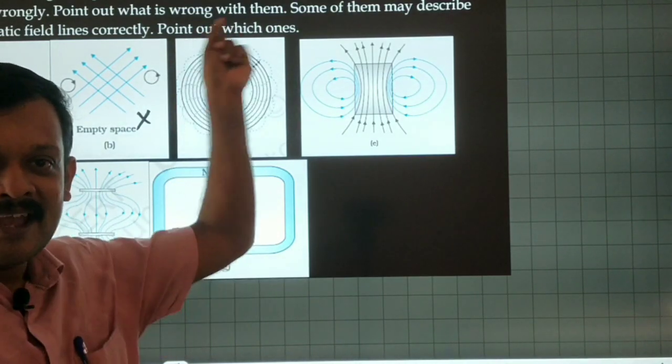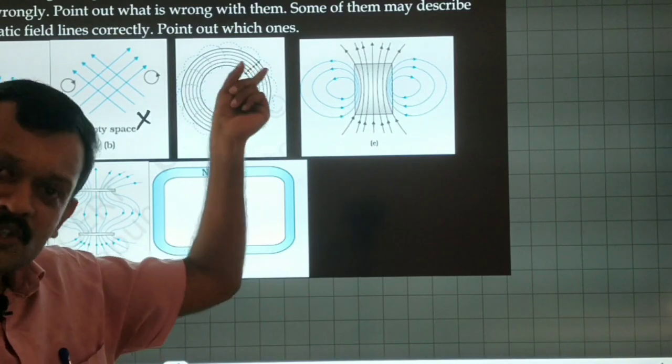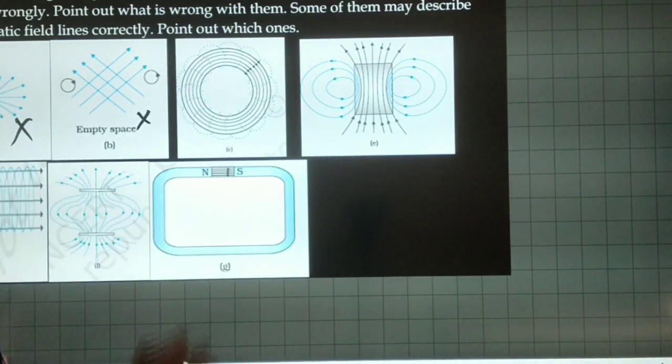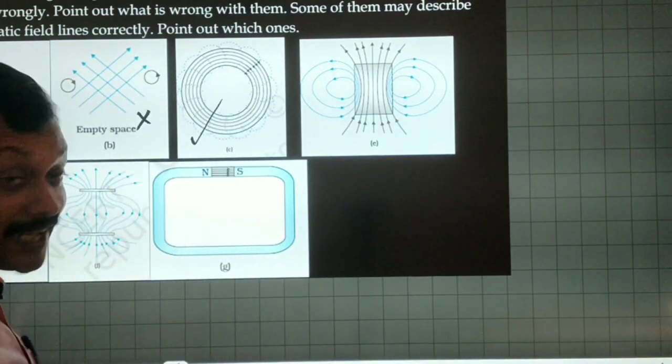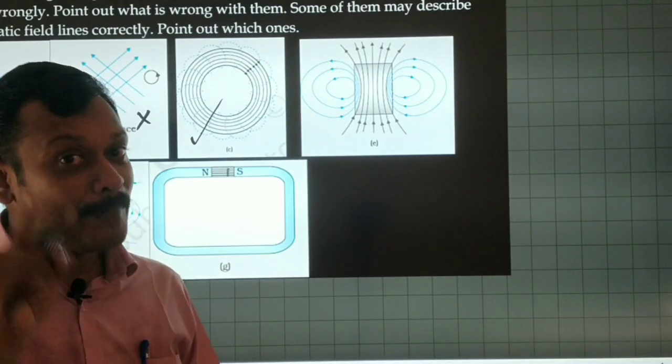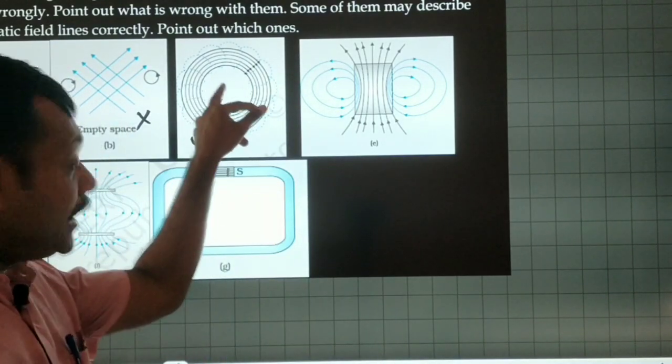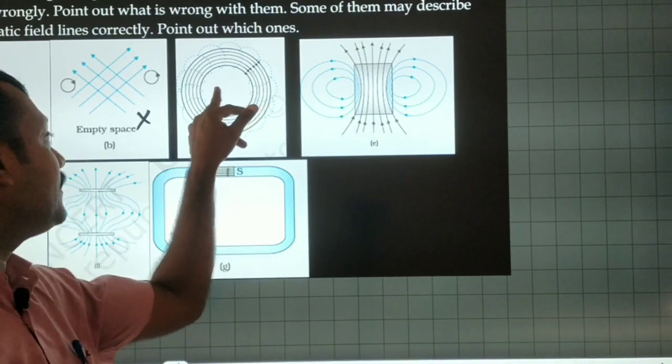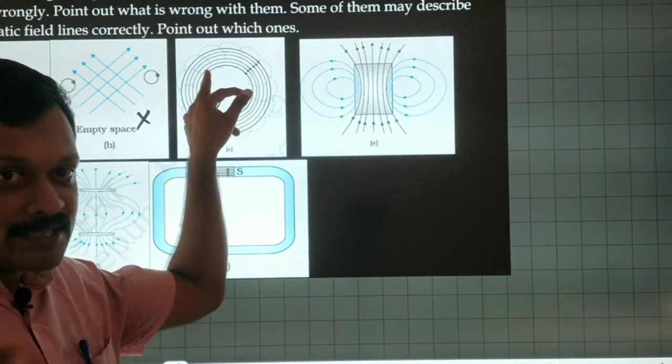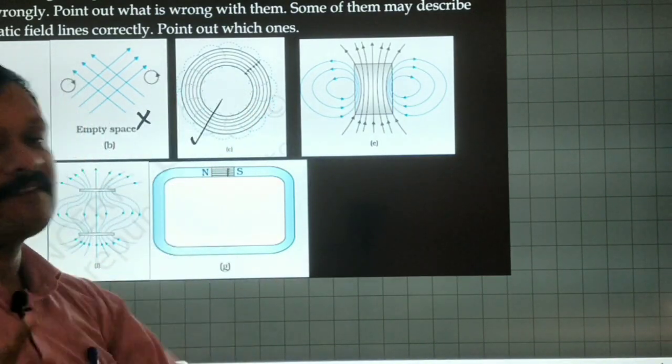This is just like the field inside a toroid. So obviously this is possible. This is absolutely correct for magnetic field lines, but this cannot be the representation of electrostatic field lines. Let me tell you, this cannot represent electrostatic field lines.